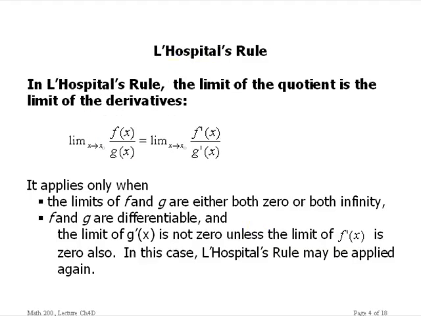L'Hopital's rule says that if you have that situation where in taking a limit of f over g, both limits go to 0, then you can compute the limit by taking the limit of the first derivatives of f and g. This applies only when the limits of f and g are both going to 0 or infinity. f and g have to be differentiable. And the limit of g prime cannot be 0. If it is 0, that's okay if f prime is also going to 0, and then you have another 0 over 0 indeterminate form. In that case, you can just apply L'Hopital's rule again and take the second derivatives.